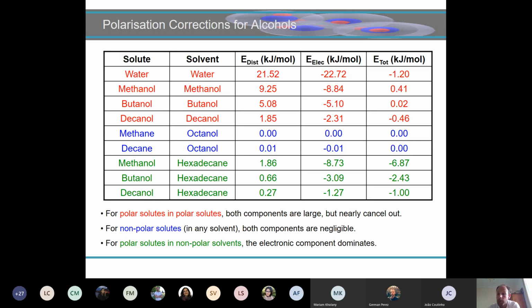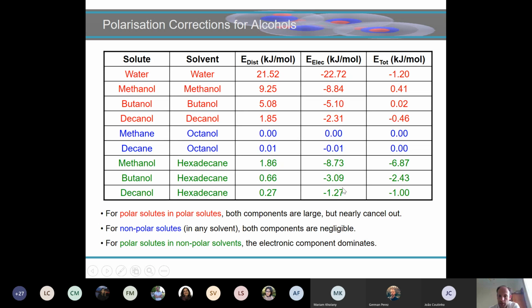So therefore, their dipole moments are nearly 0, and therefore they don't respond to an electric field. Okay? So both contributions are 0, and you get a total correction of 0. The more interesting case is when you have polar molecules dissolved in non-polar solvents, in which case the distortion contribution is small, but the electronic contribution is just about the same.